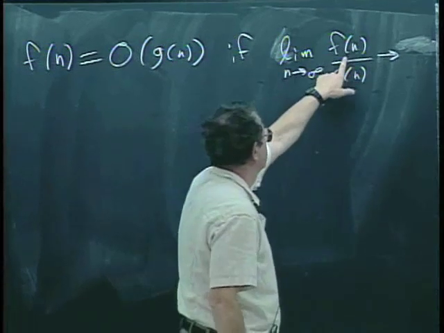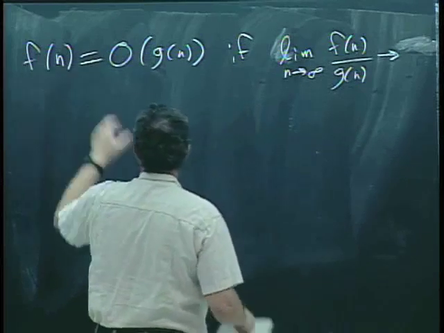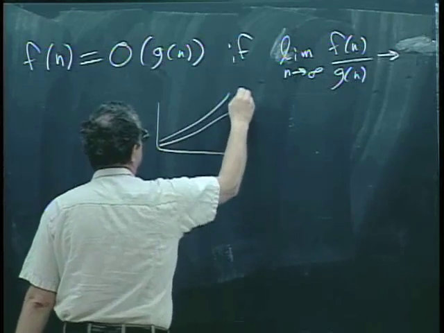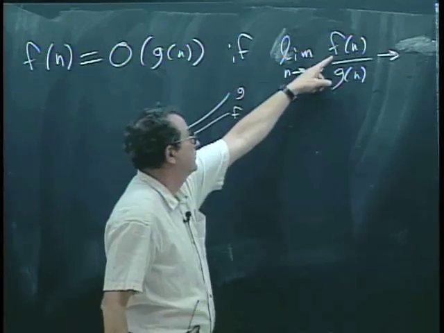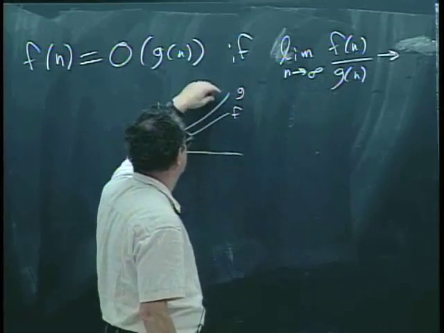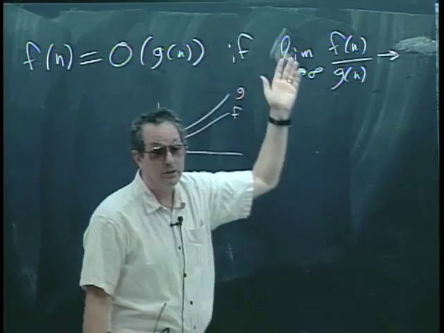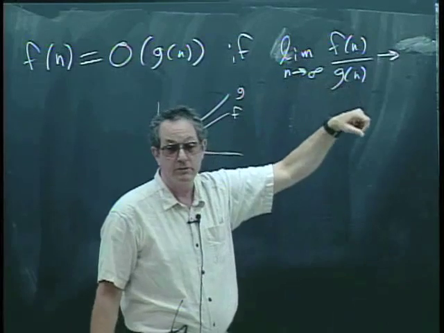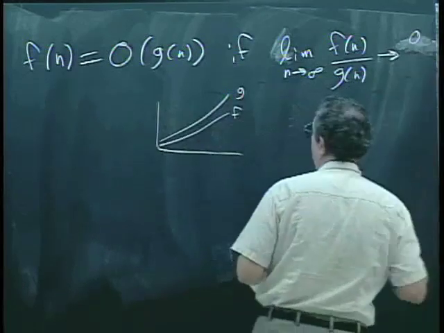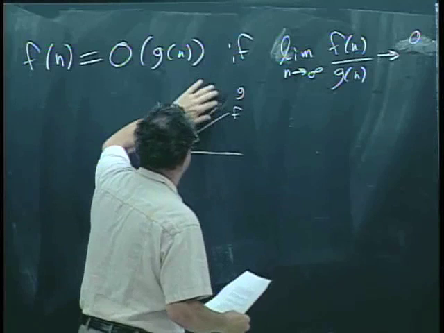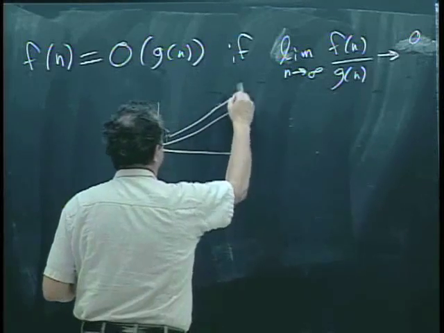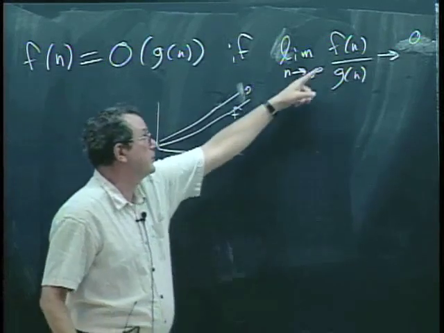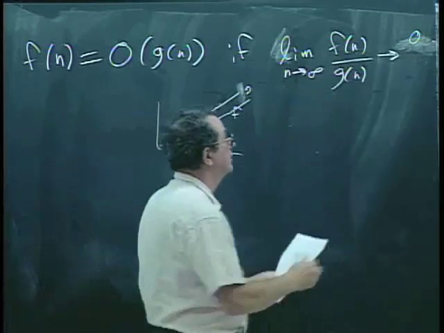Okay, so f is on top, g is on the bottom, and we want f to be dominated. Essentially, the intuitive thing is f is dominated by g. So if I take the ratio here, what kind of thing happens? Well, g could get to be huge relative to f, right? And if that happens, then what does this ratio go to? Zero. Zero, good. Or it could happen that they're just pretty much mirroring each other, they're parallel like that, something roughly like that. And then what happens to this ratio? It goes to some constant.